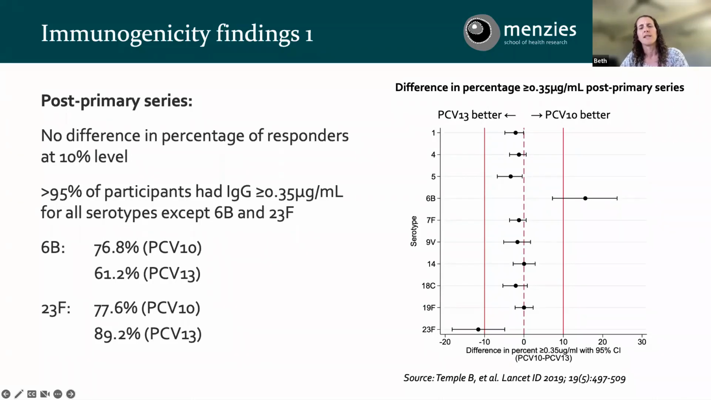We pre-specified a 10% difference as being considered significant, and those solid lines show the plus or minus 10%. And these data show that for all serotypes, there was no difference at the 10% level because those 95% confidence intervals overlap the minus 10 to 10% range. And it's also worth noting that for most serotypes, over 95% of participants reached that level of 0.35.